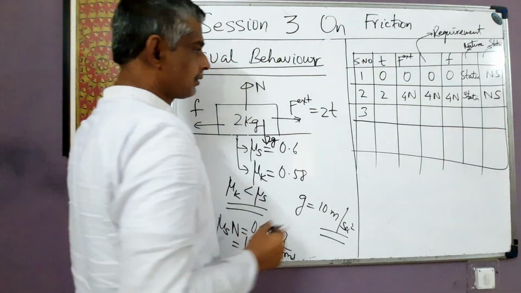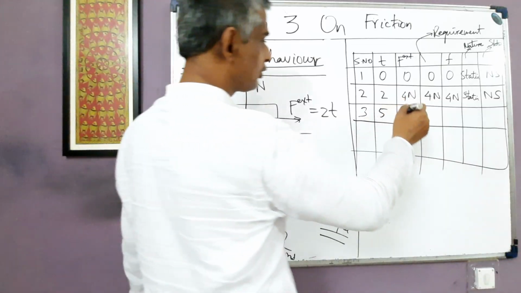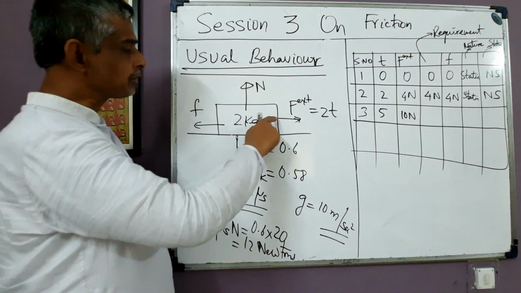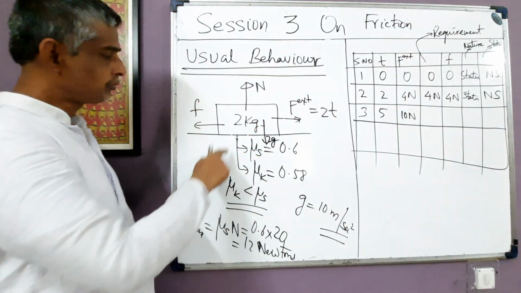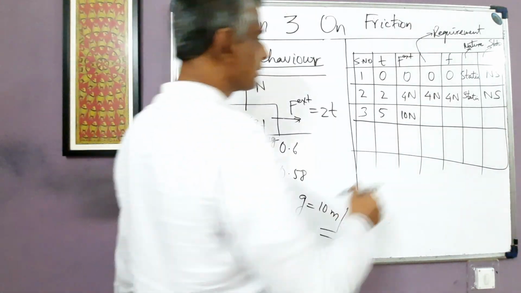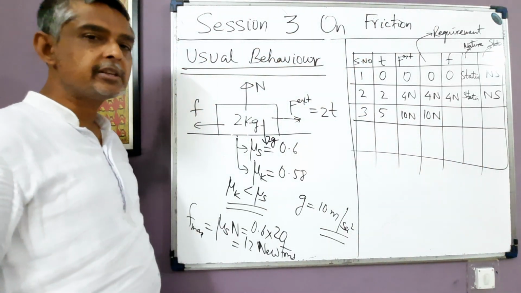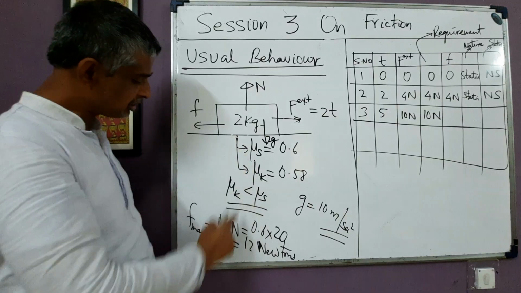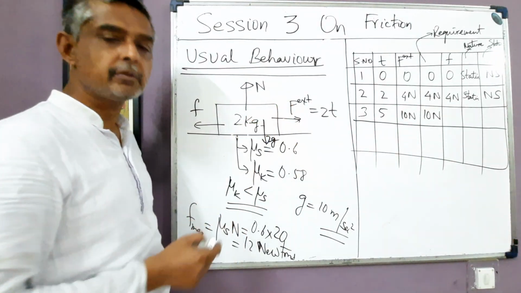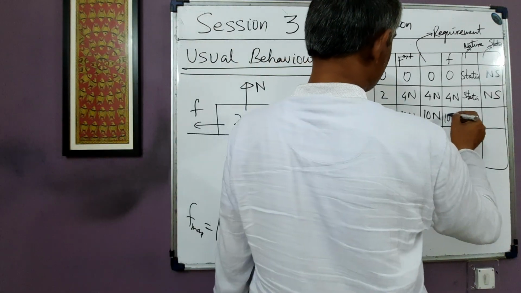3. Suppose the time is 5 seconds. Then external force becomes 10 Newton. Now if an external force of 10 Newton is acting on this 2 kg block, to prevent relative slip, friction should also be equal to 10 Newton. So requirement becomes 10 Newton. The actual amount of friction available is 12 Newton, it can supply up to 12 Newton. Only 10 Newton is needed to prevent slip, so only 10 Newton will act.